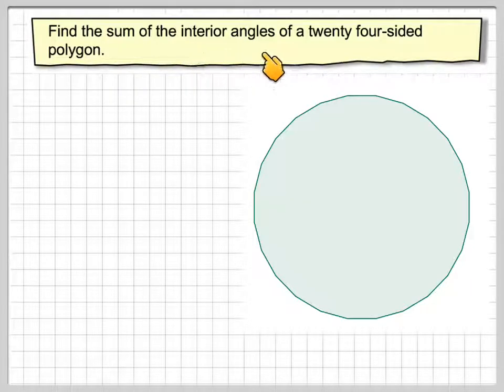Find the sum of the interior angles of a 24-sided polygon. So here we have a 24-sided polygon. There are two ways of doing this. So n is 24 sides.